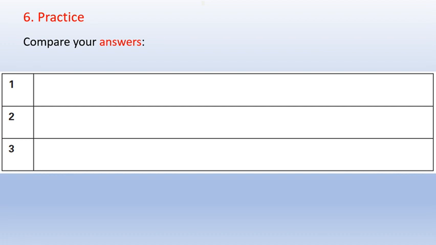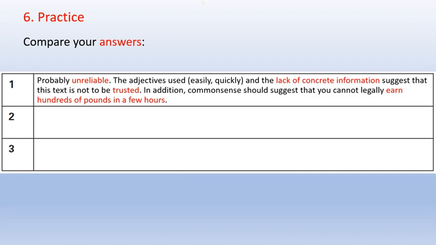The answer for the first text is: probably unreliable. The adjectives used, work easily, quickly, and the lack of concrete information suggest that this text is not to be trusted. It doesn't have reliable information. In addition, common sense should suggest that you cannot legally earn hundreds of pounds in a few hours. It looks like cheating. It cannot be like that.